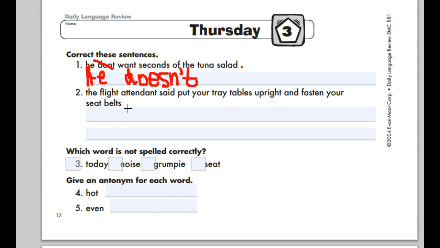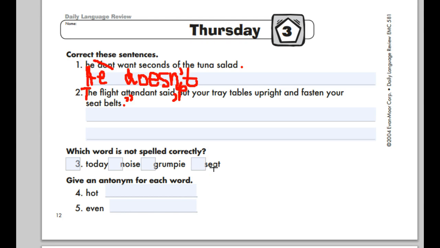The flight attendant said, okay, our alarm's going off again. Somebody said something. So the flight attendant said, comma, this is exactly what they said. So we have to capitalize the P, put quotation marks around it. Put your tray tables upright and fasten your seatbelts, period, end of quotation marks. Okay, and this is something that third graders really need to be able to do, is punctuate things that people are talking about. So if you don't understand that, make sure you send me an email and let me know so we can go over that.